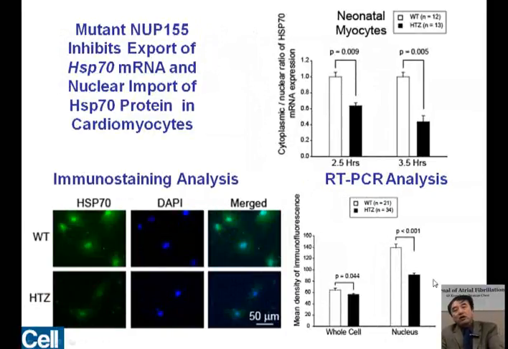Identical results were obtained with neonatal myocytes isolated from wild type or loop155 knockout mice. And again here, RT-PCR analysis showed that reduction of loop155 by 50% significantly reduces nuclear export of heat shock 70 mRNA. And the knockout also reduced nuclear import of heat shock 70 into the nucleus.